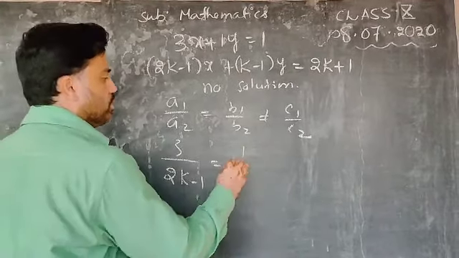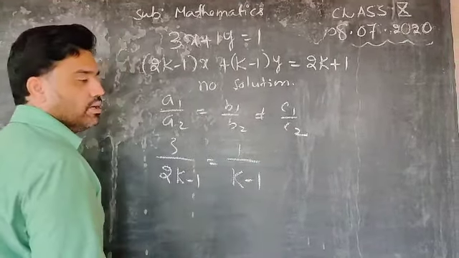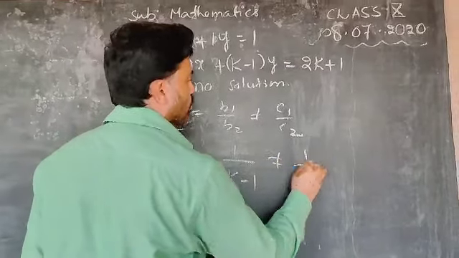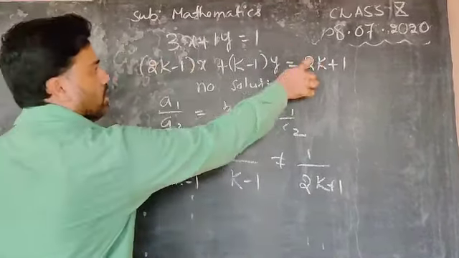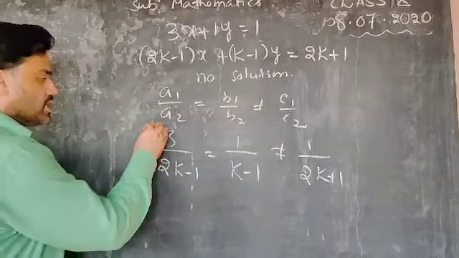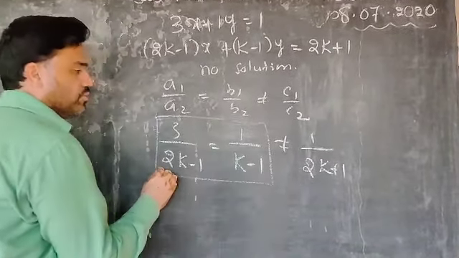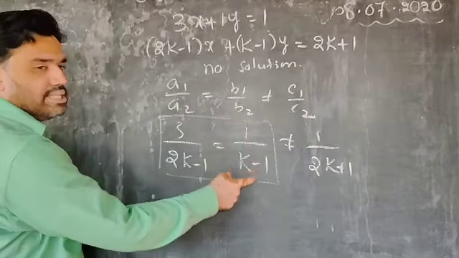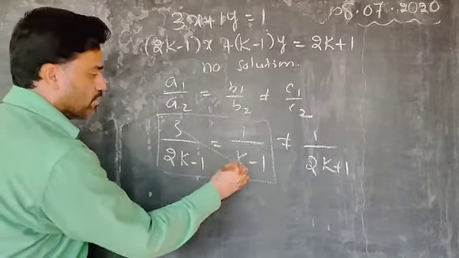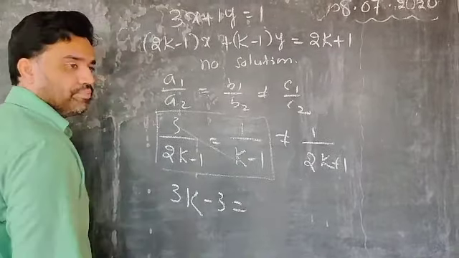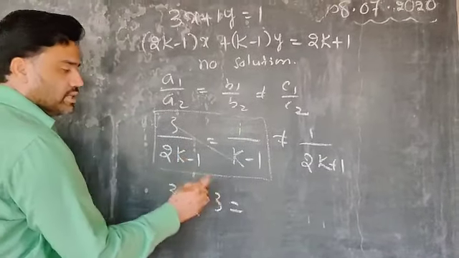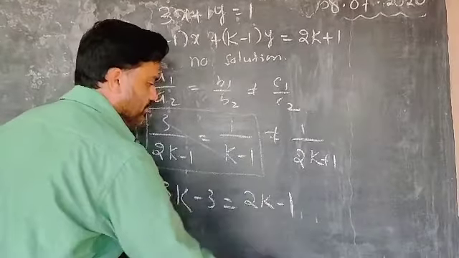Okay, b1 by b2, 1 by k minus 1, not equals to c1 by c2, 1 by 2k plus 1. Now cross multiply the first two, equate a1 by a2 is equal to b1 by b2. Cross multiply: 3 into k is 3k, 3 into minus 1 is minus 3. Next, multiplying by 1 you get the same, that is 2k minus 1.